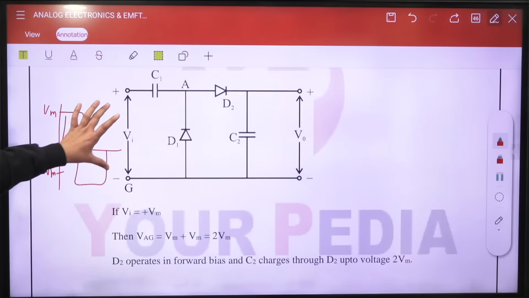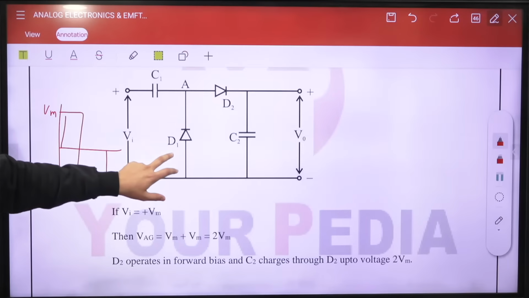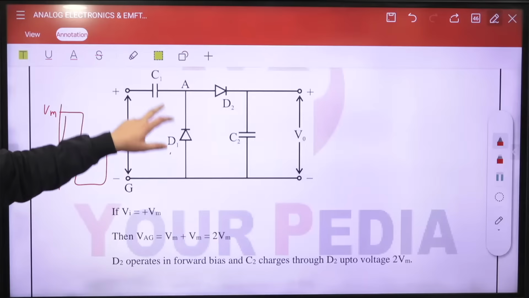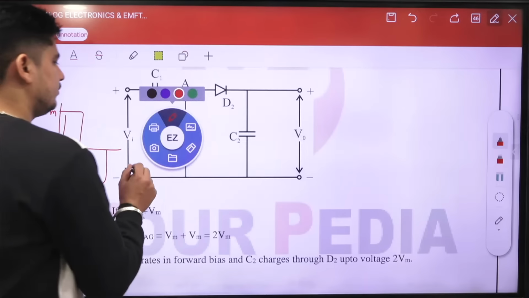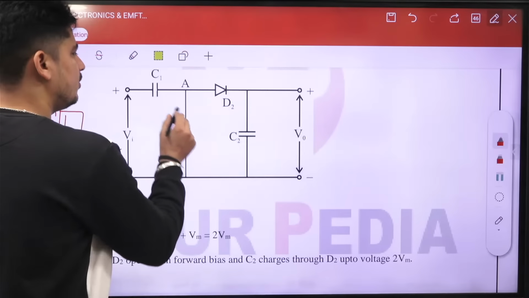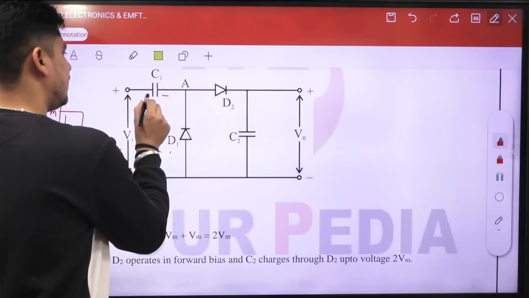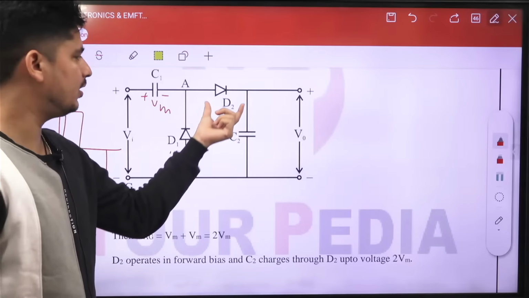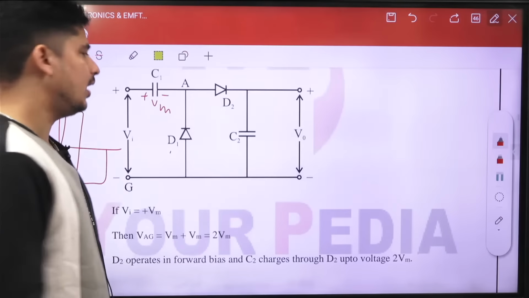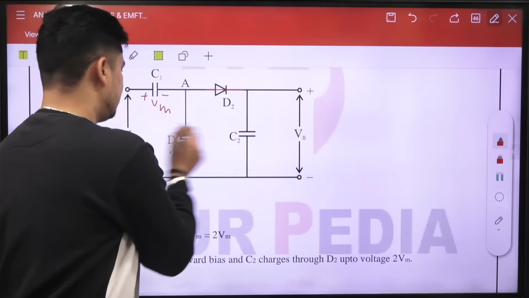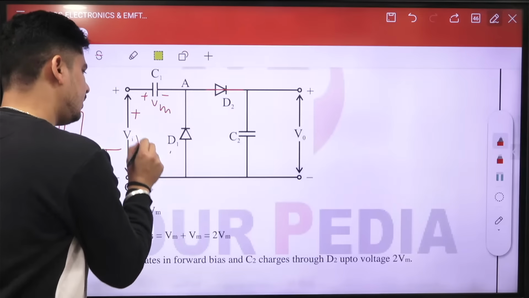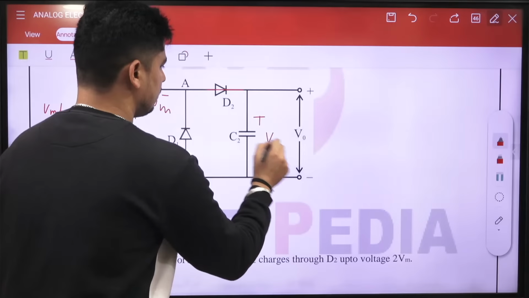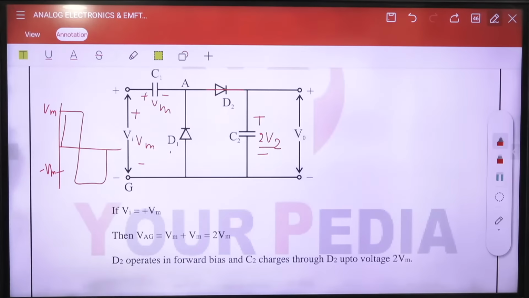Whenever you have a positive half cycle and a negative half cycle, this D1 diode will be on in the negative half cycle, so this diode will conduct. This will be negative plus Vm, and the capacitor will be charged. Now it will go off during the positive half cycle again, and this will be on. If this is a short circuit, then here we have plus minus Vm, and with plus minus Vm we get 2 Vm here, like that.